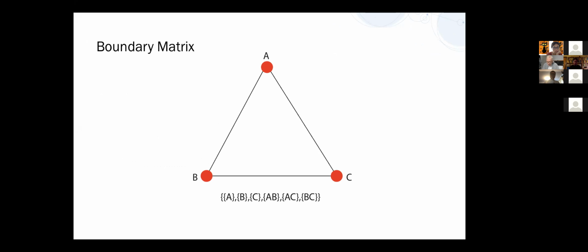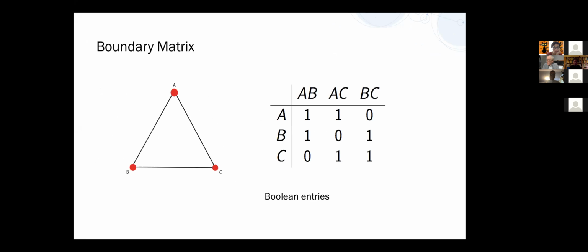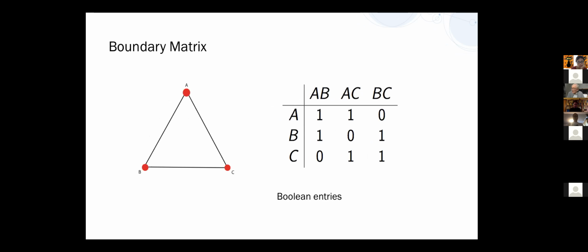Here's the bit of algebra that becomes relevant. So I have 3 vertices and 3 edges. And what I'm going to do is build a boundary matrix like this. So the columns are labeled by the edges, and the rows are labeled by the vertices. And I put a 1 wherever the vertex is contained in the edge. And now it turns out that these are Boolean entries. I'll do math mod 2 if you like.